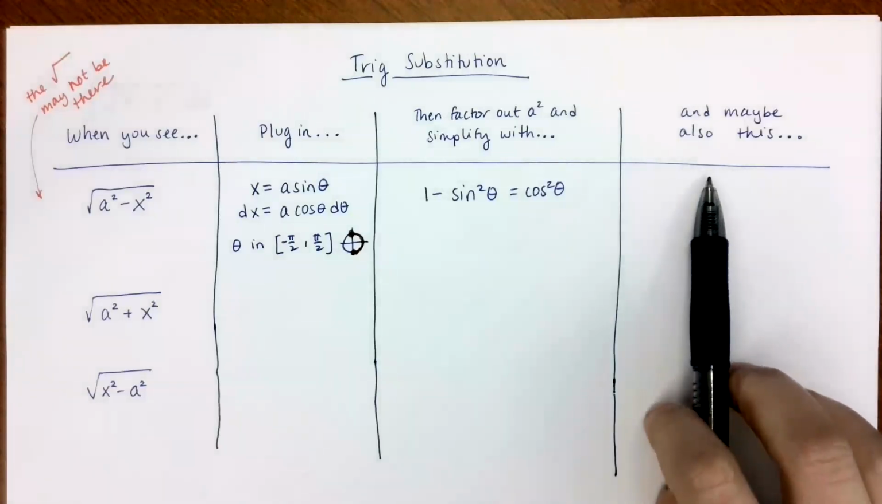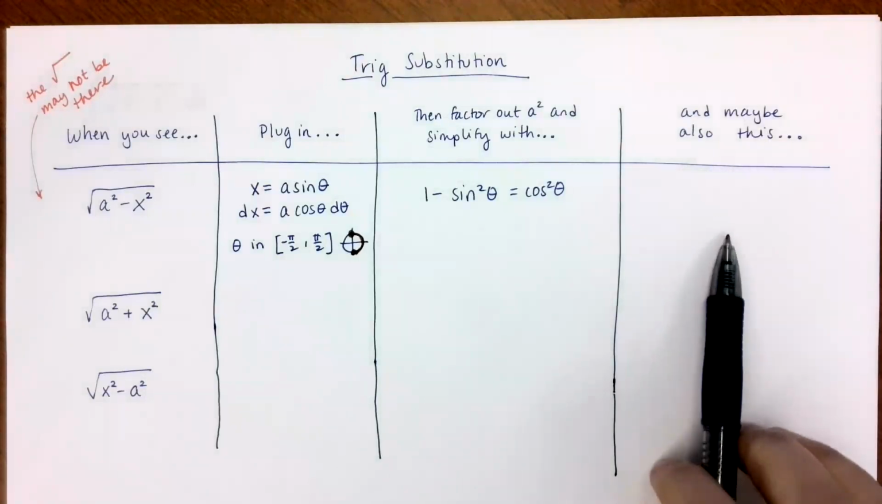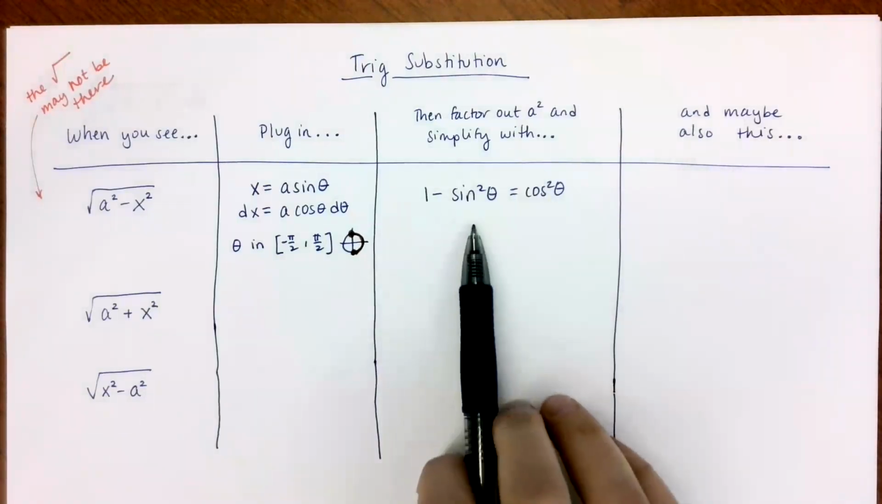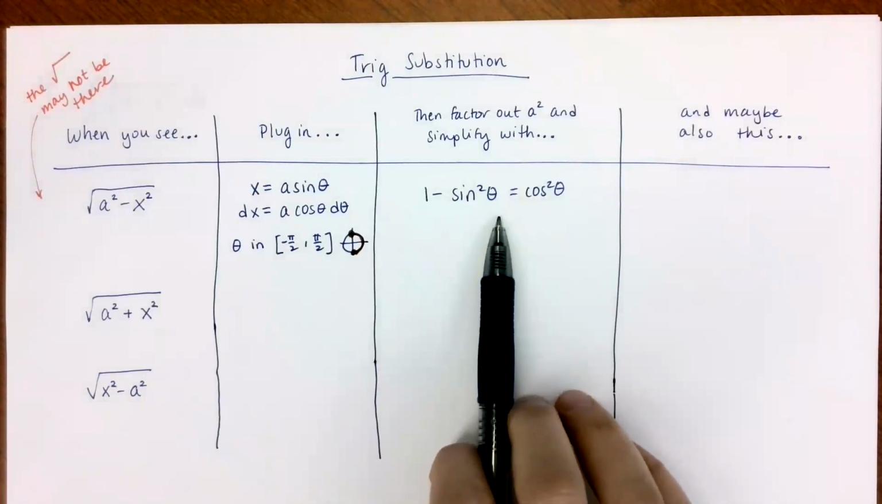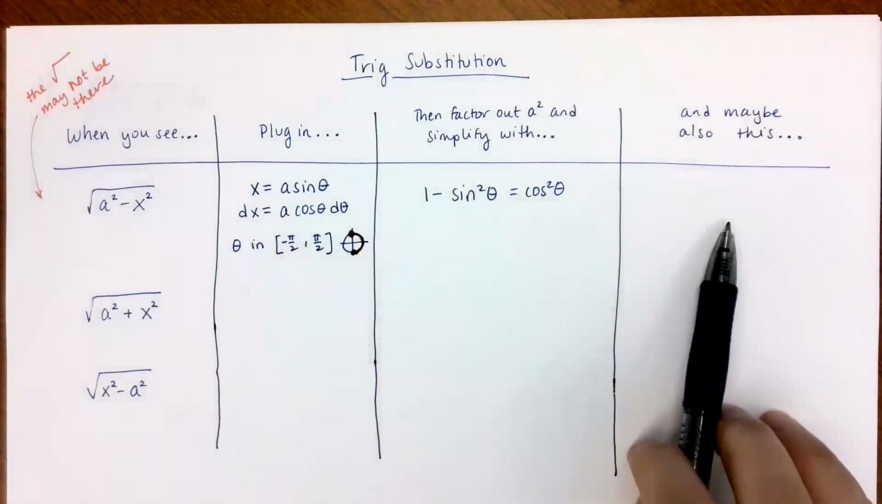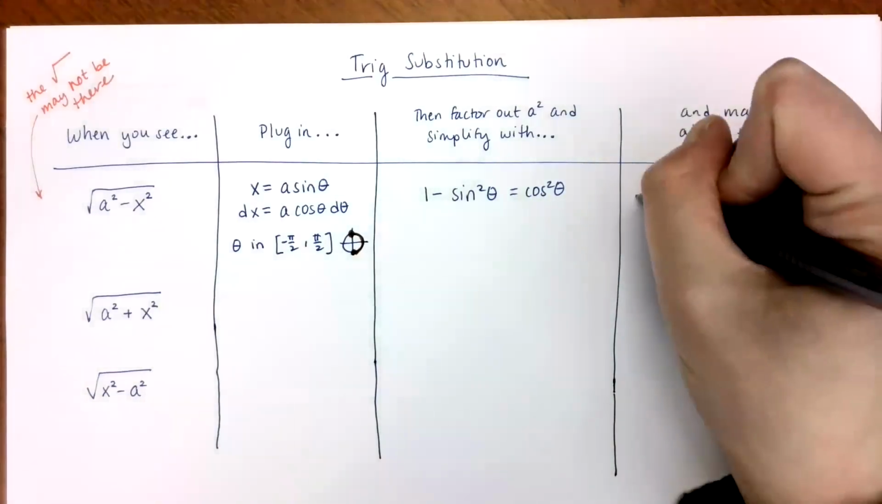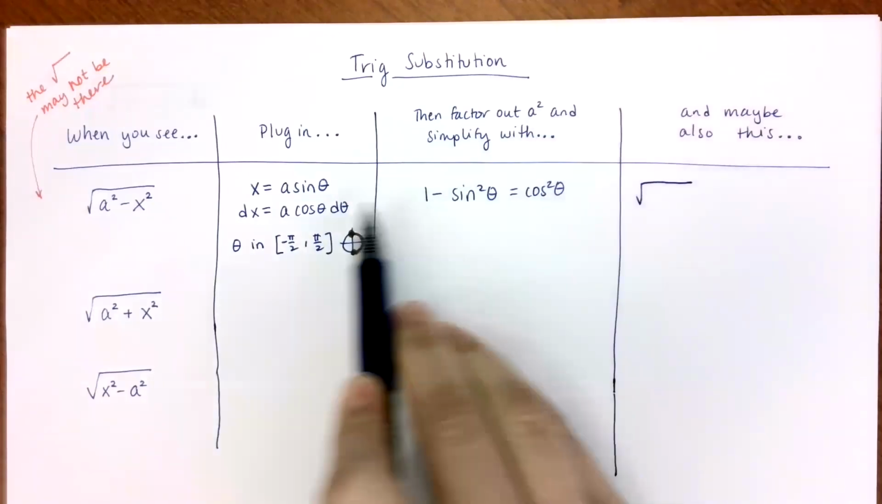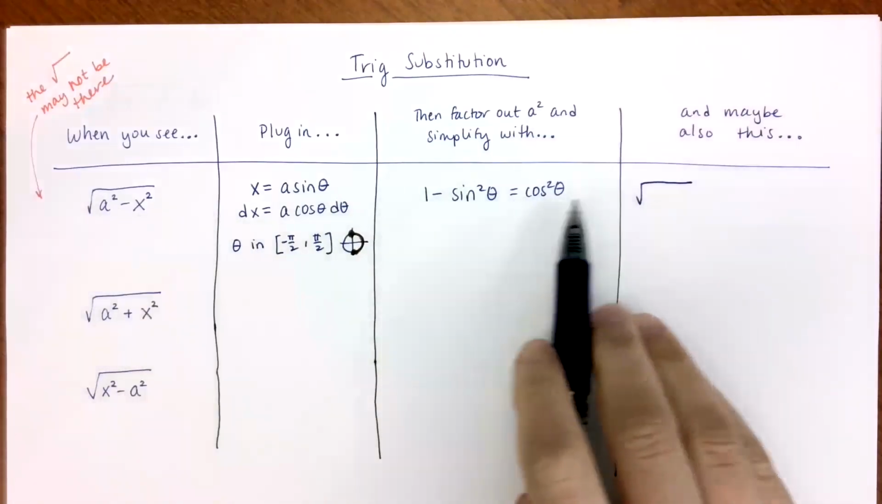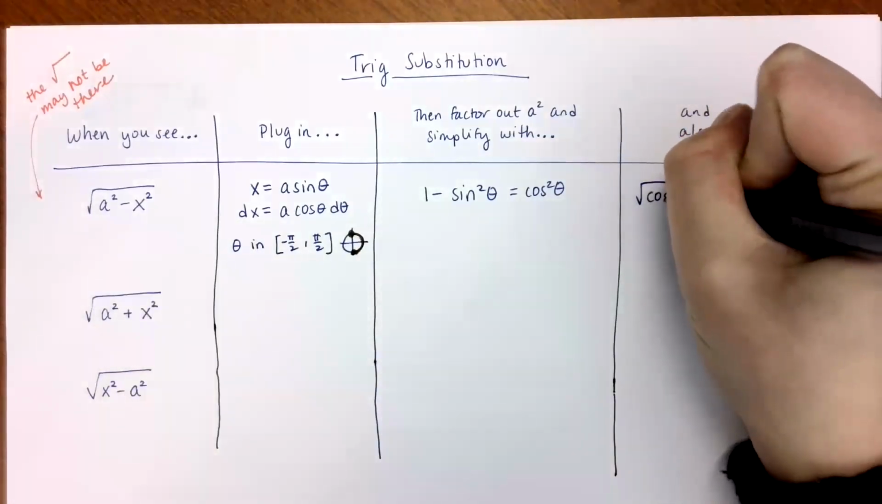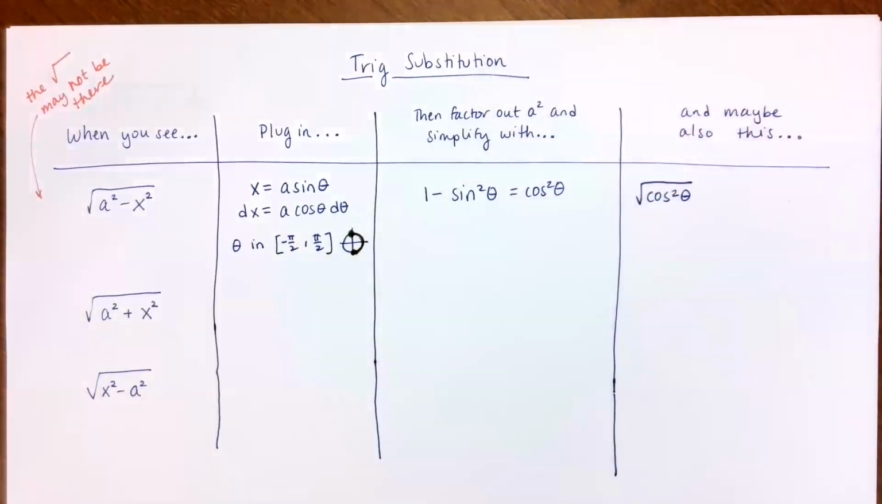Okay, and then this last column here is maybe also this. So this substitution always definitely happens. It's kind of the crux of the whole thing. This usually comes with it, but isn't necessarily used in the problem. So over here, we said this, it would be under a square root here. So you end up with the square root of cosine squared as part of your integrand.